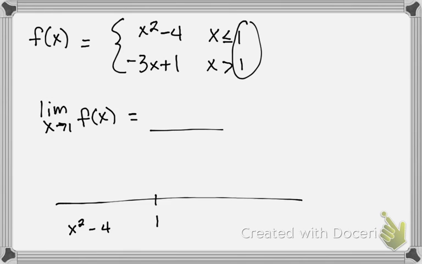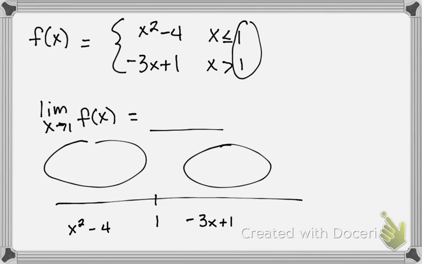So on the left-hand side of 1, our function is going to match x squared minus 4. And on the right-hand side, it's going to match negative 3x plus 1. So I'm kind of making a graphic organizer for myself. If we can find the limit over here and the limit over here, and they go to the same thing, then that should be the limit, right?